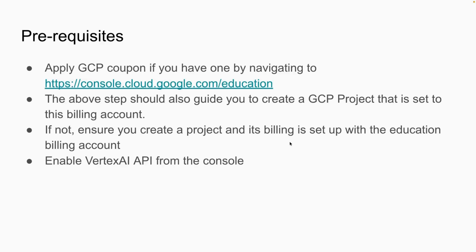Well, if the steps when you apply the coupon did not create the GCP project, then go ahead and create a new project from the console, from this console link. And then ensure that you also enable Vertex AI API from the console. So some of these steps, let me just show you quickly in a bit.